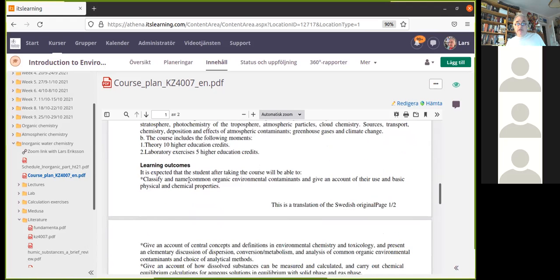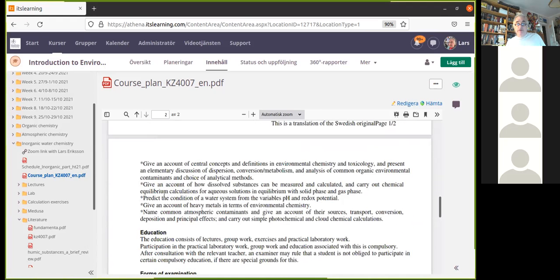You can look here, learning outcome. Let's see, toxicology. This is probably organic, yes. Then I think this is the learning outcomes for the inorganic part. Conditions of water system from variables pH and redox potential. This is very well describing the main content of the course.